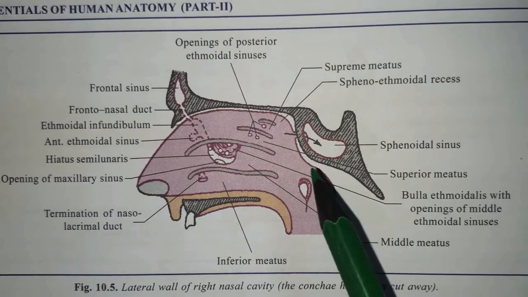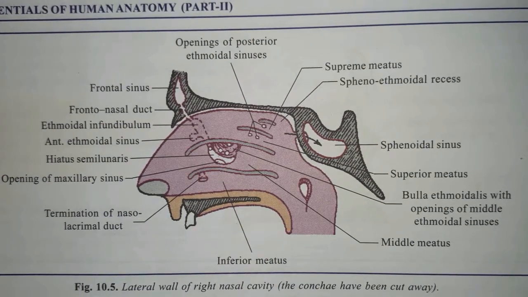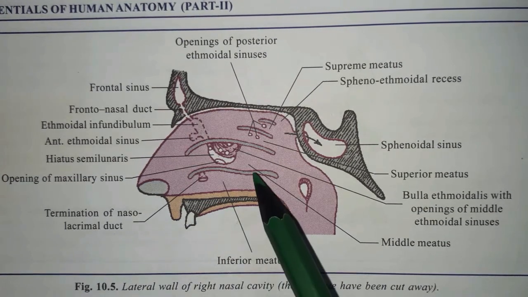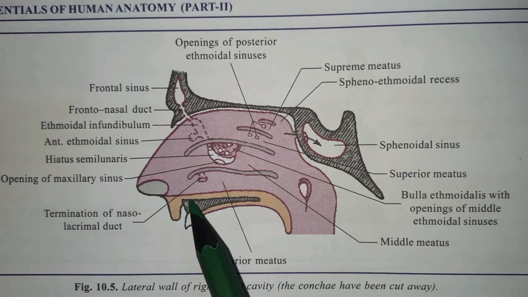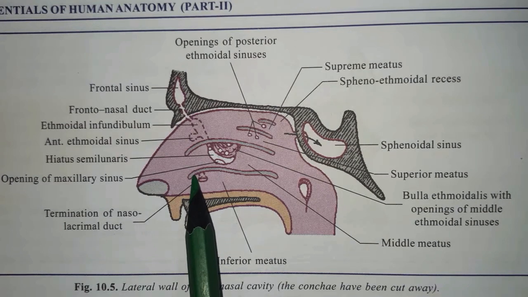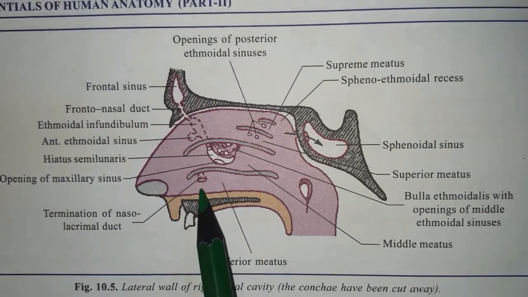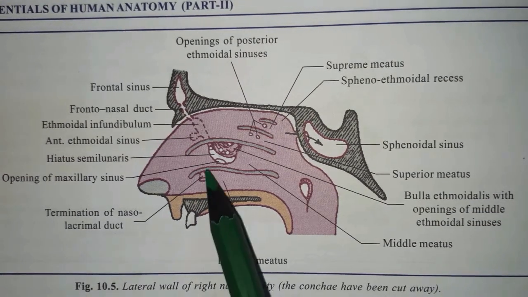Now in the image that you're seeing over here, we have the conchas separated out. The conchas have been cut out, and you can have a clear view of the structures that lie underneath the conchas. So let's start from the inferior meatus. The space underneath the inferior concha is the inferior meatus, and you can see the termination of the nasolacrimal duct present in the inferior meatus.